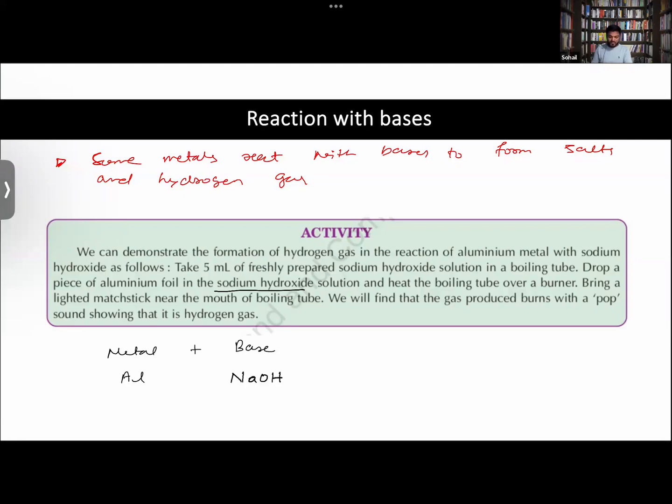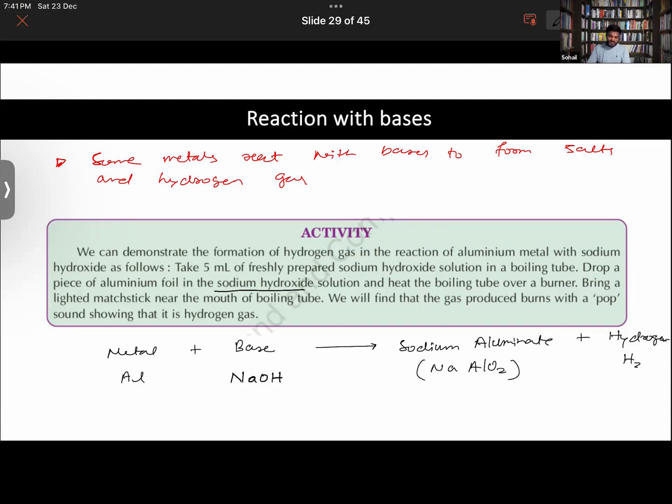So aluminum plus sodium hydroxide will give you sodium aluminate. So the formula is NaAlO2. Then hydrogen gas obviously will be released. That is H2. Never write hydrogen gas as H only. It is H2.